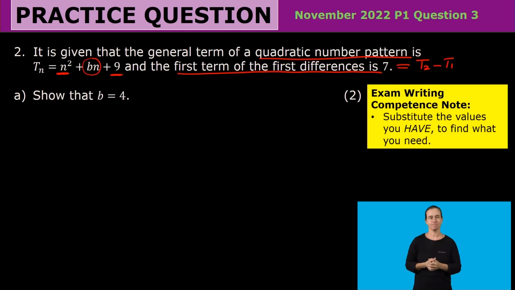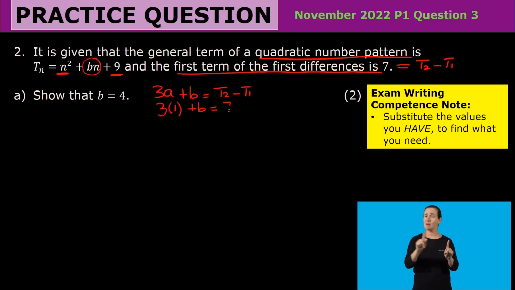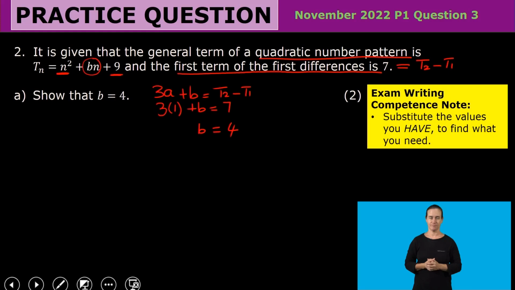Now, if we remember correctly, we know that to calculate b, we need to say 3a plus b equals t2 minus t1. Now, we already have our a, which is 1, and of course, we already have our t2 minus t1, which is 7. Then this would mean that b equals 4. Sorry for that. So b equals 4, and there we've shown that our b is equal to 4 just by using the knowledge that we have of quadratic number patterns.